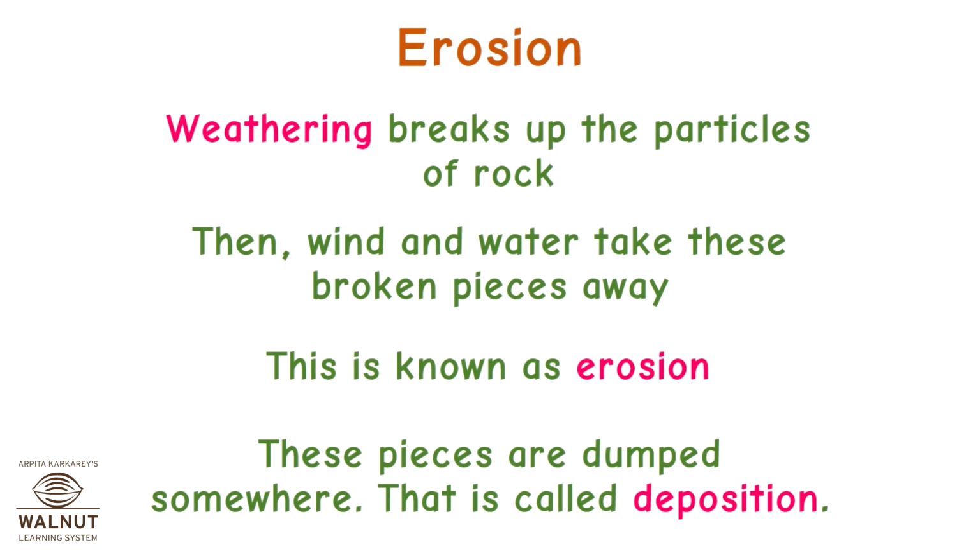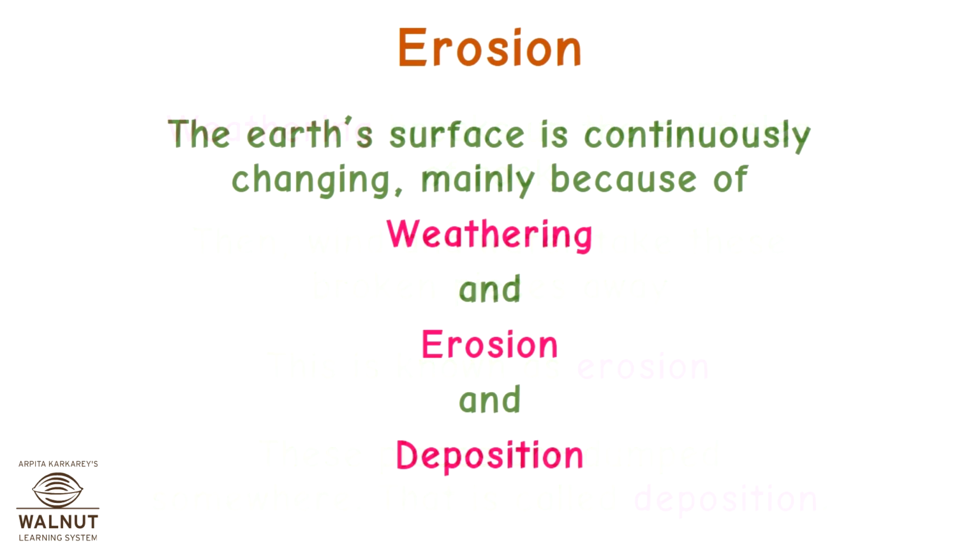Erosion. Weathering breaks up the particles of rock. Then, wind and water take these broken pieces away. This is known as erosion. These pieces are dumped somewhere. That is called deposition. The Earth's surface is continuously changing, mainly because of weathering and erosion and deposition.